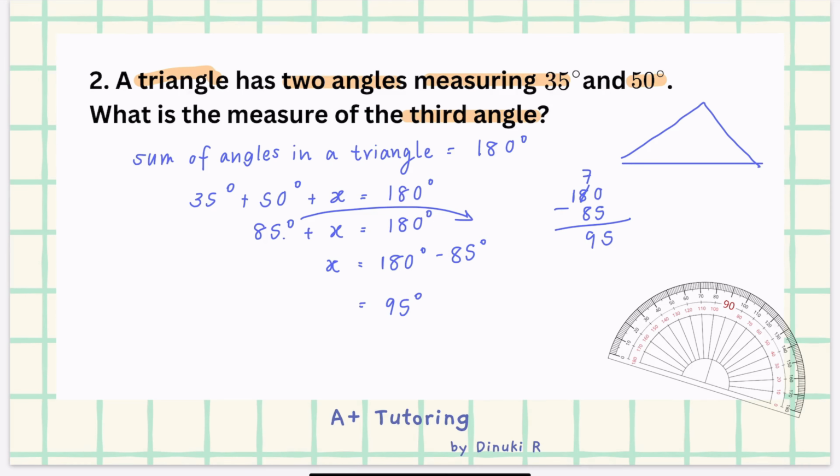Yeah, it'll look something like this. This will be the 95-degree one. This will be the 35, and this will be the 50. Pretty straightforward once you have a go at these questions and get a bit more practice. Okay, let's move on to the next one.